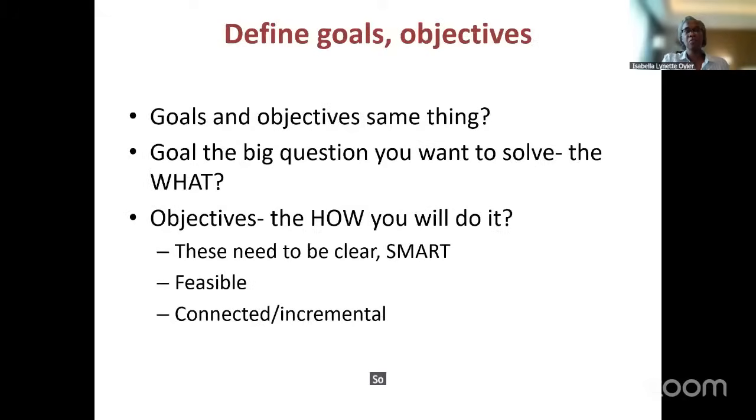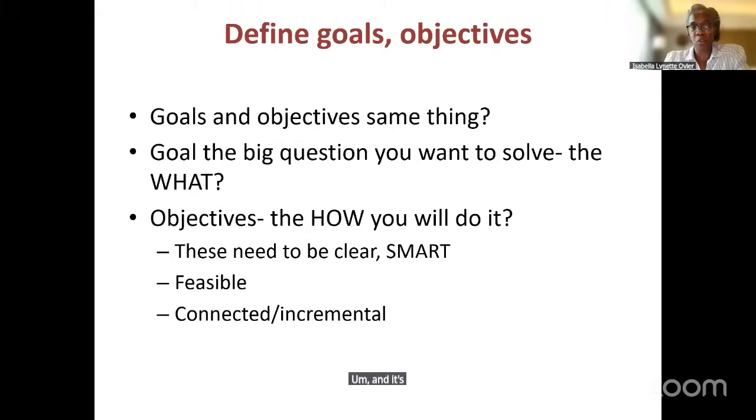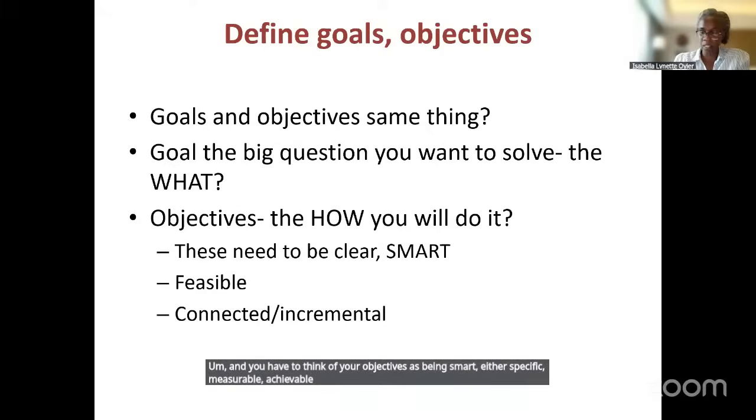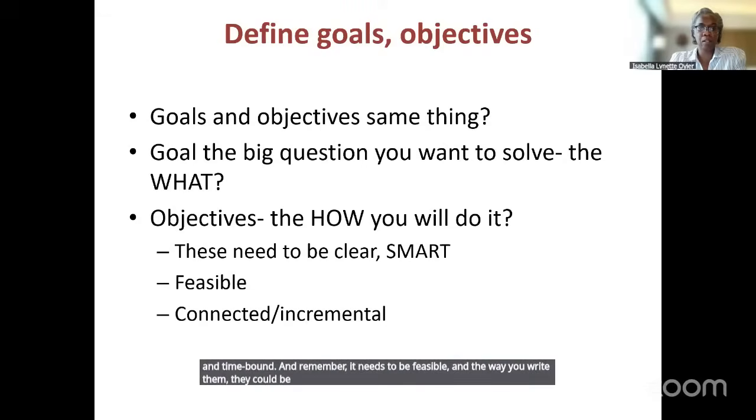So from there, once you've given the background, you can then get on to thinking about your goals or objectives, which in my mind are the same thing, but we generally write the main objective and then the specific objectives. And it's essentially the big question on what you're trying to solve. And you have to think of your objectives as being SMART: specific, measurable, achievable, relevant, and time-bound. And remember, it needs to be feasible, and the way you write them, they could be connected or incremental.